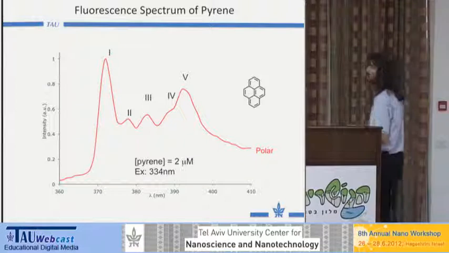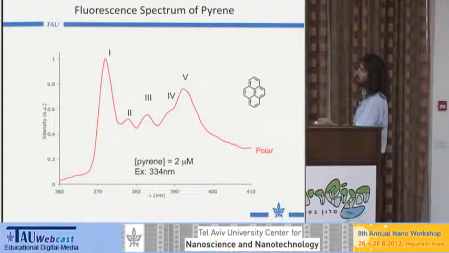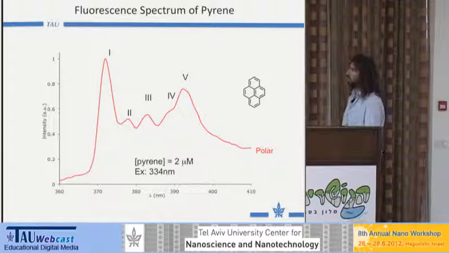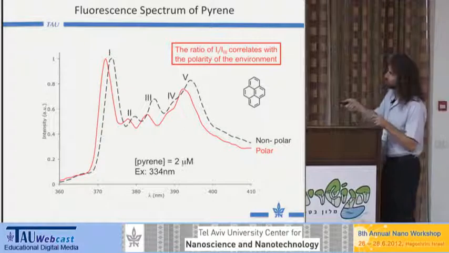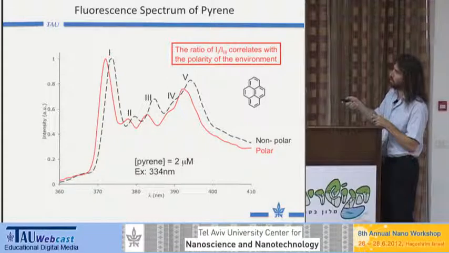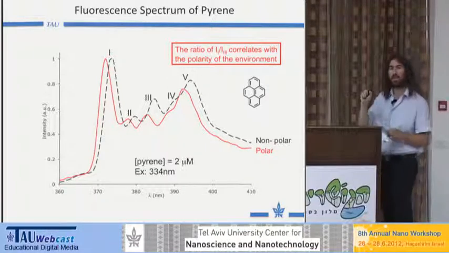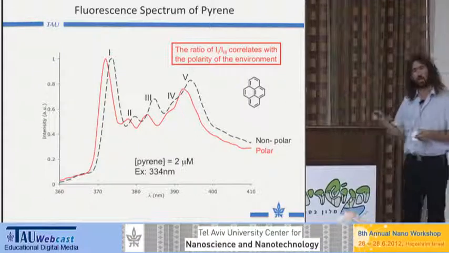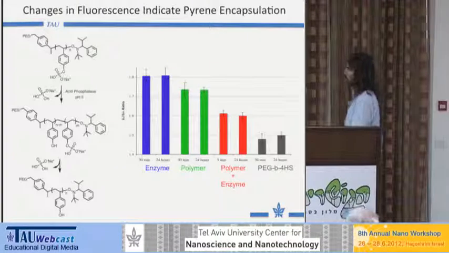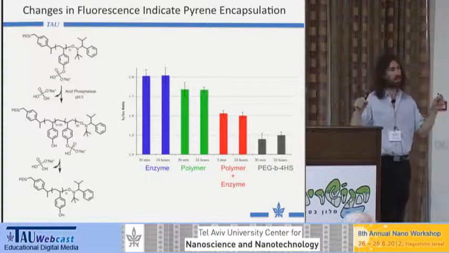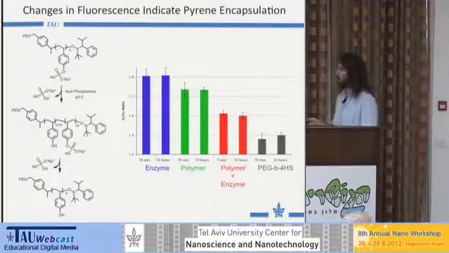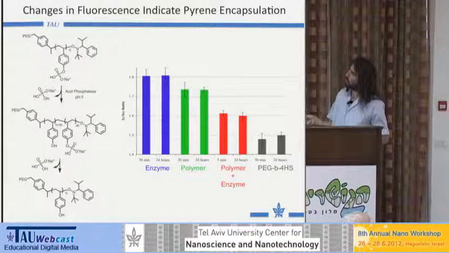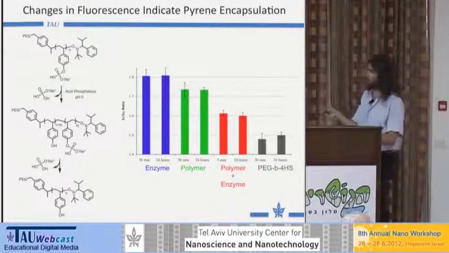The fluorescence spectrum of pyrene is very sensitive to the environment. You can see that if you move from a polar environment to a non-polar environment, you see a slight shift in the location of the vibrational peaks, but also, more importantly, a very significant change in the ratio of the first and third peaks, and you can use this change in ratio to find your critical micelle concentration. So we took different components of the system and put them in solution containing a very low concentration of pyrene, and you can see in blue the solution that contains only the enzyme, and you get a certain ratio.